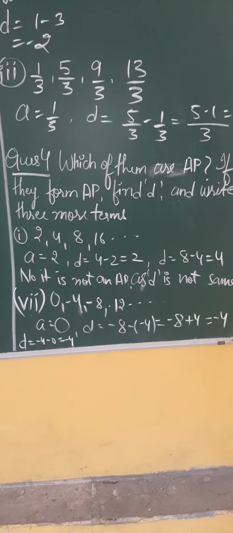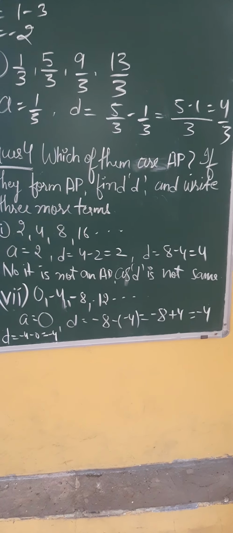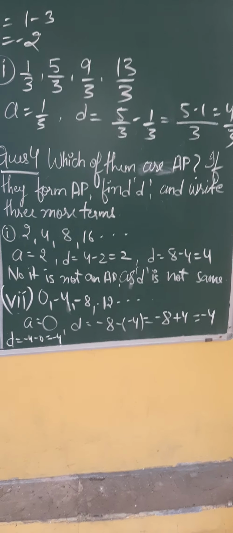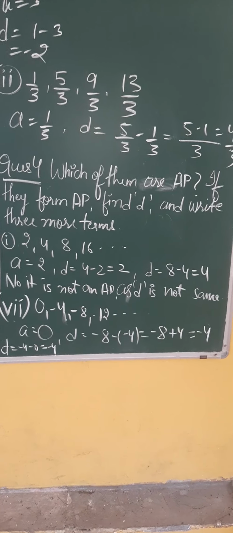Now see question number 4, the last question of this particular exercise. Which of them are AP? If they form an AP, find D and write the 3 more terms. Now please understand the question first of all. They have asked which of them are AP.